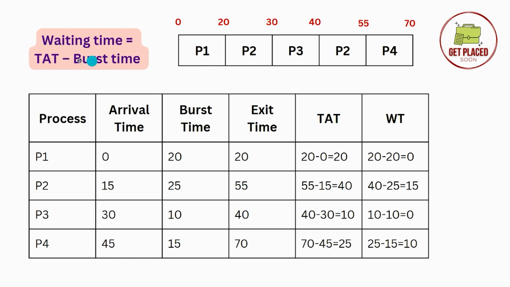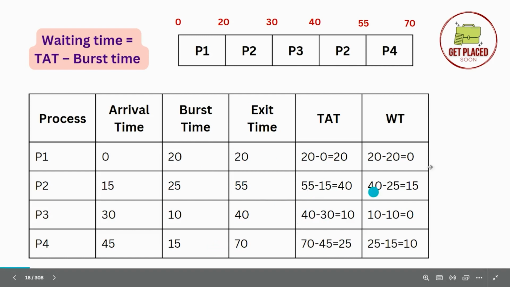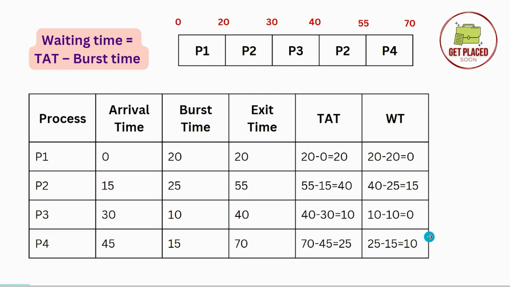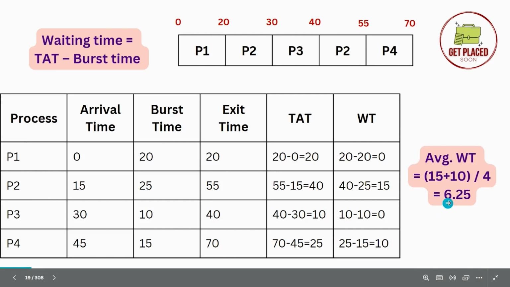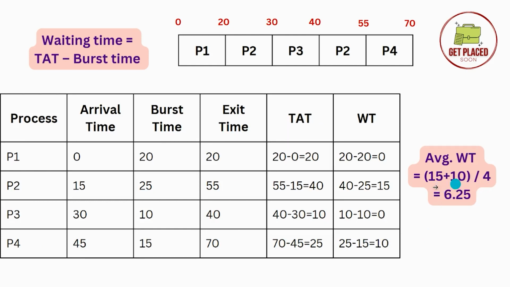Similarly, to calculate waiting time, we do turnaround time minus burst time. 20 minus 20 is 0, 40 minus 25 is 15, 10 minus 10 is 0, 25 minus 15 is 10. Once we calculate all the waiting times, we calculate the average waiting time by the sum of values divided by the total number of processes. That gives 6.25. This is how we solve the preemptive mode of shortest job first, also known as the shortest remaining time first scheduling algorithm.